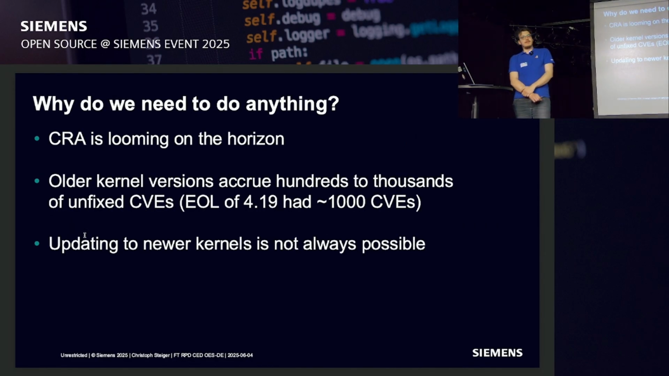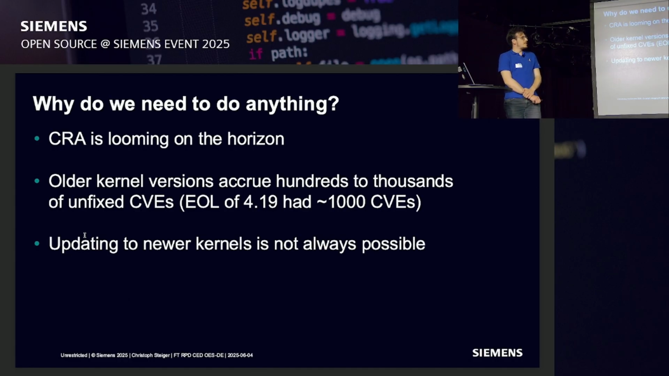Why do we need to do anything? CVEs are a common thing in software development. We need to deal with them in every software we distribute. Vulnerability remediation is nothing special, but the kernel has a lot of CVEs.